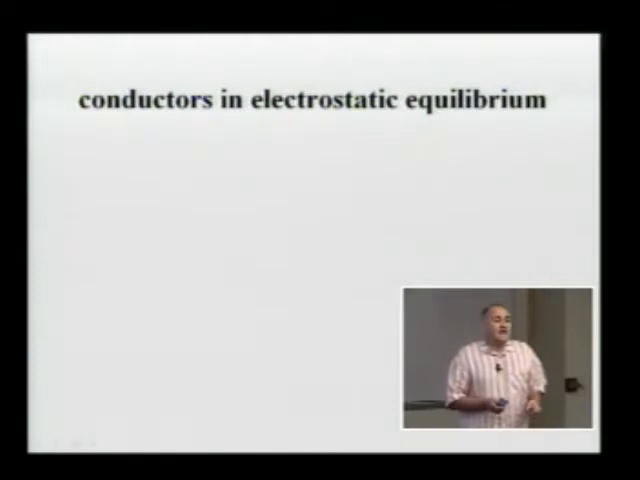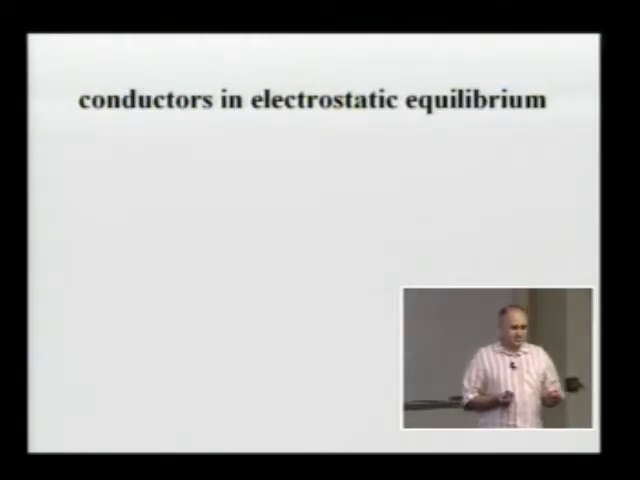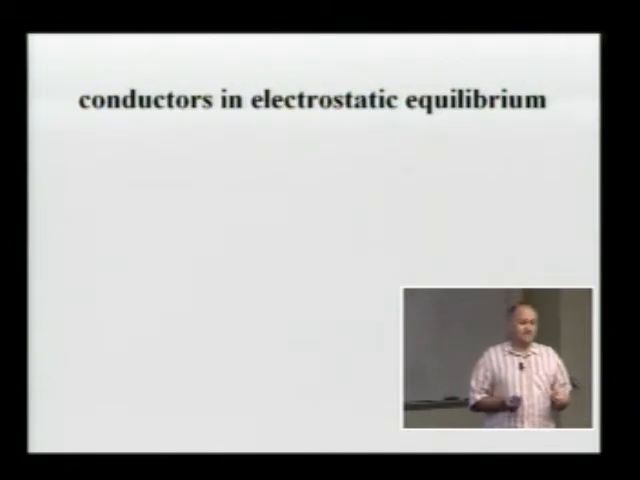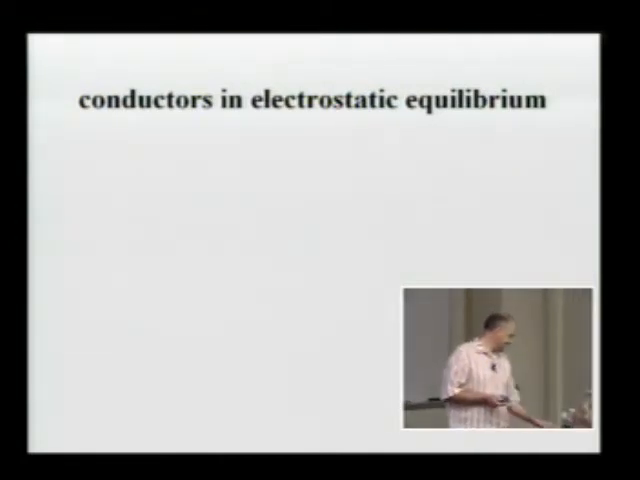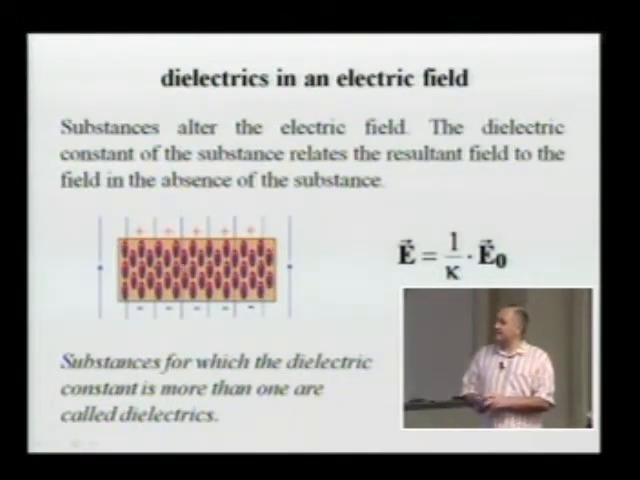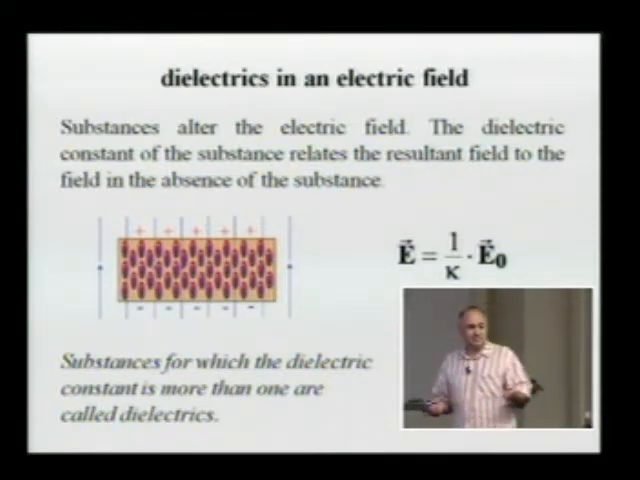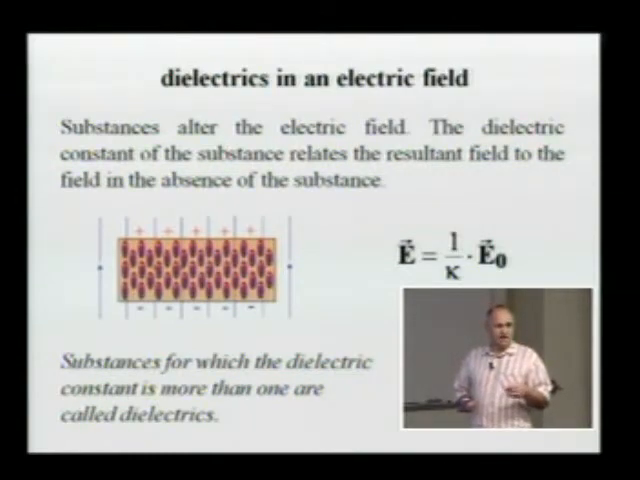Well, now how about if we put conductors in the field? Let's think about that previous drawing. If instead of having a dielectric, we had a conductor. Now remember that in a conductor, charged particles can travel. If it is a metal, for example, electrons can travel.